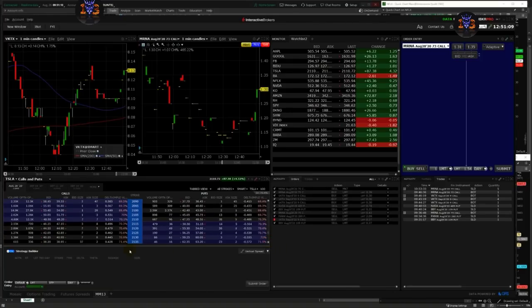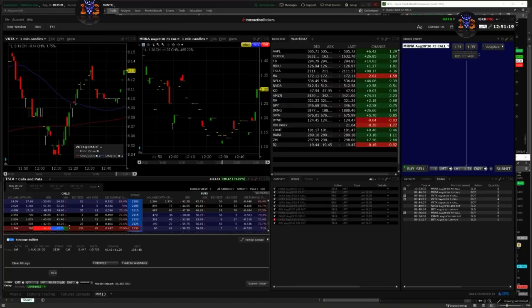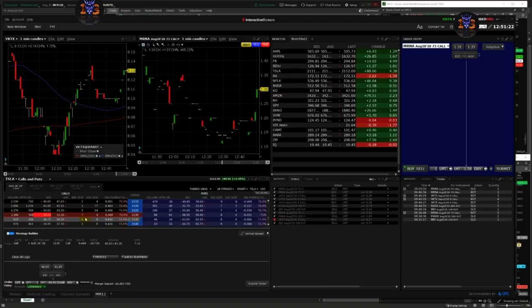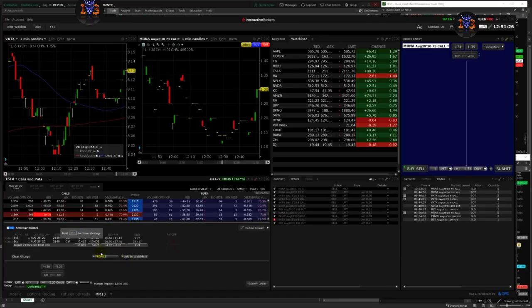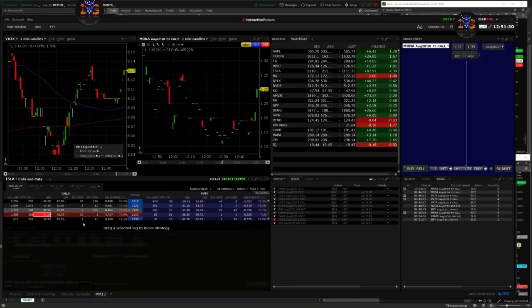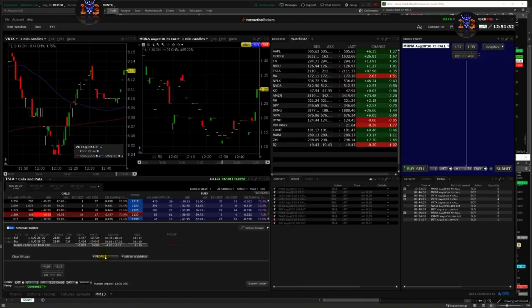Okay, so in that same example, let's say we're a little adventuresome. We're going, well, you know, the spreads are pretty tight right here. So I'm going to sell this one and then try to pocket a $37 premium. And then we can hold shift to move strategies up and down.